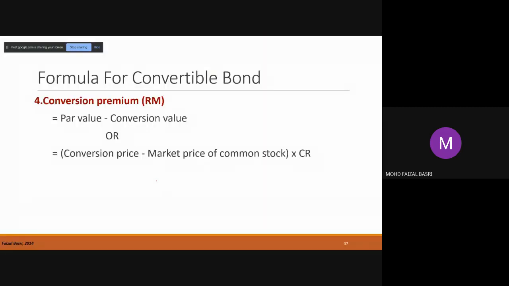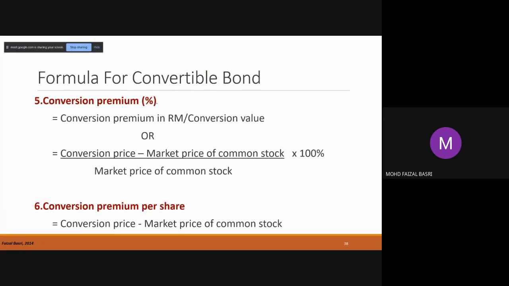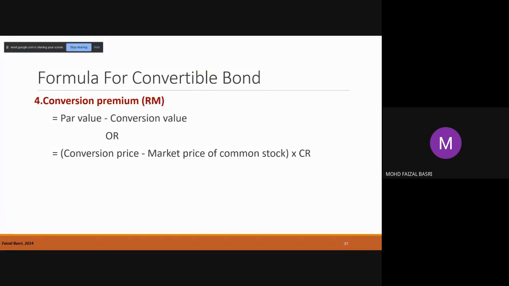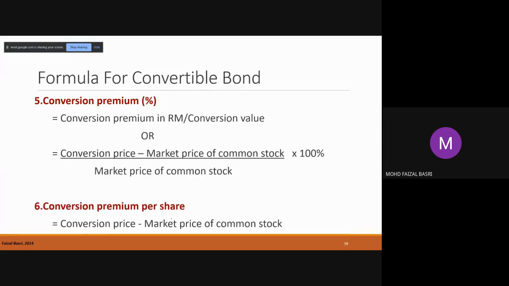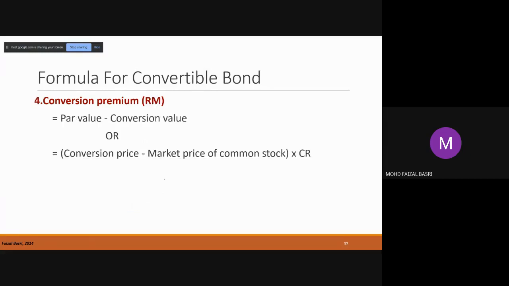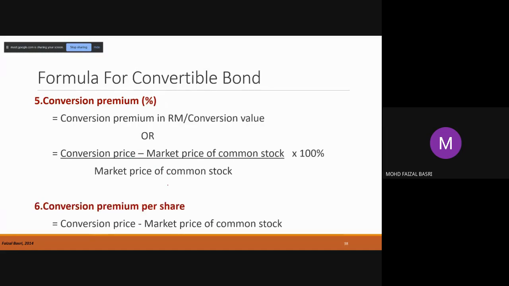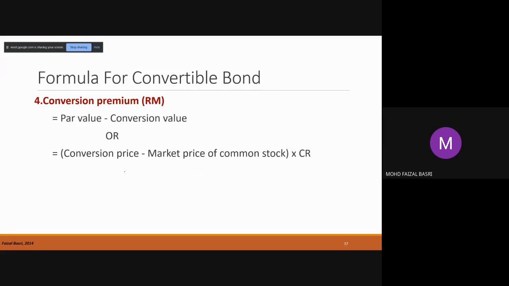Now we're going to talk about premium, conversion premium. So we have 3 premiums kat sini, conversion premium. 1 in ringgit, 1 in percentage, 1 per share basis. And if you look at the similarity between all, okay, ada satu persamaan dia, which is based on conversion price minus market price. Okay, walaupun ada alternative way how to find, but for me, I always use this one lah, conversion price minus market price.